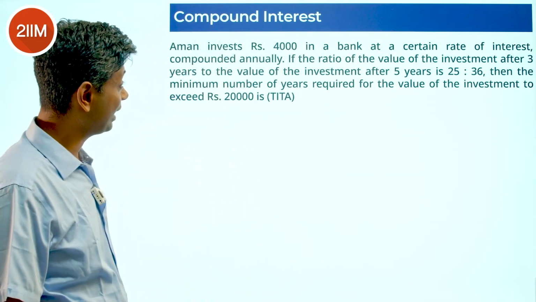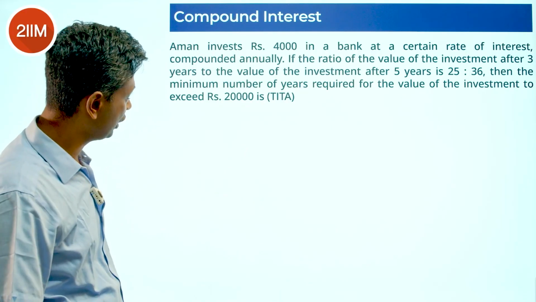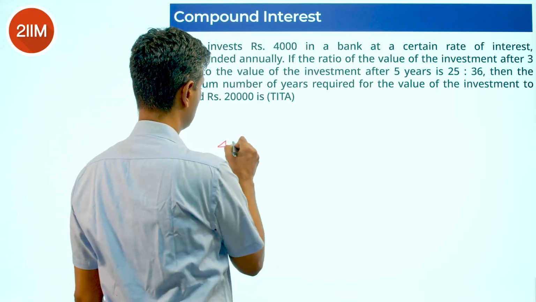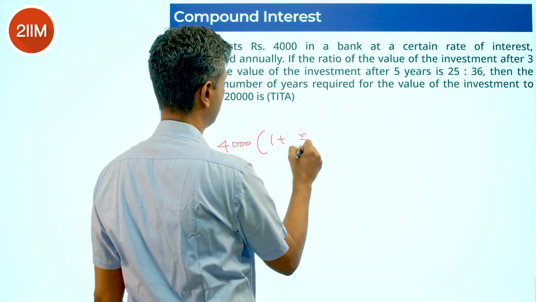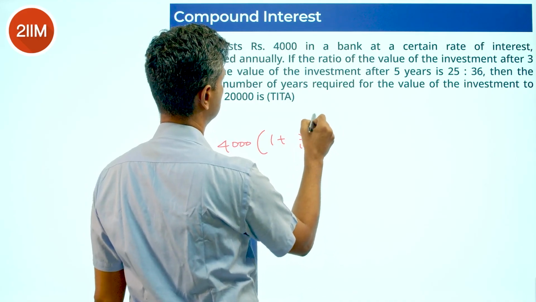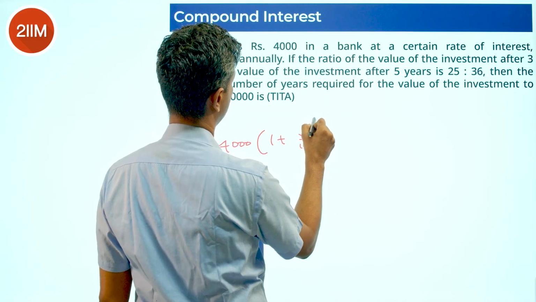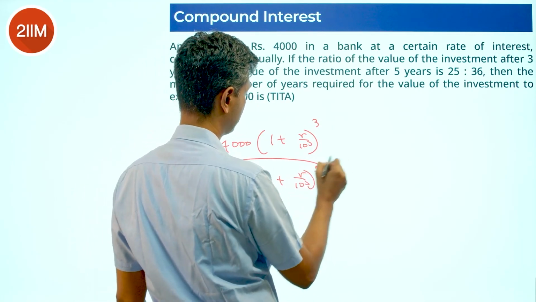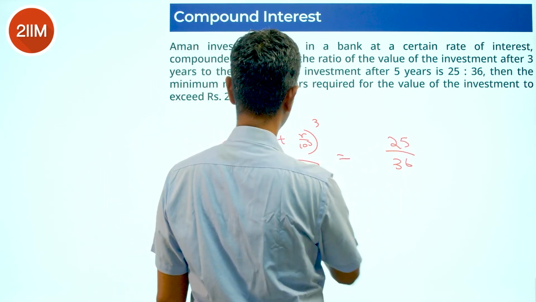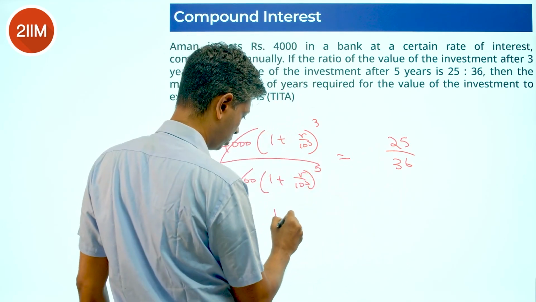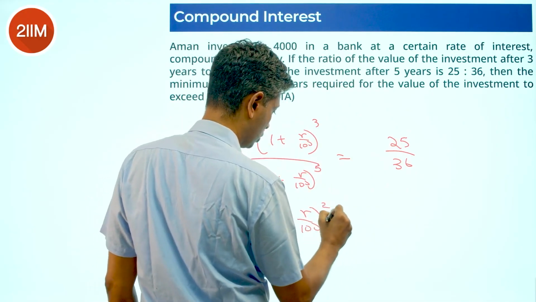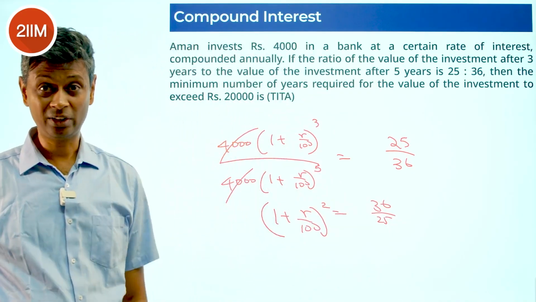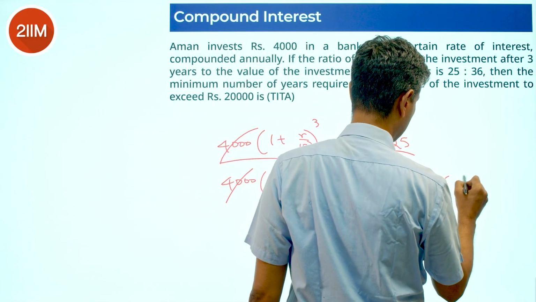Aman invests rupees 4,000 in a bank at a certain rate of interest compounded annually. The ratio of the value of investment after 3 years to the value of investment after 5 years is 25:36. So 4,000 into (1 plus r by 100) whole power 3 by 4,000 into (1 plus r by 100) whole power 5 is 25 by 36. So (1 plus r by 100) whole square is 36 by 25, or 1 plus r by 100 is 6 by 5. It cannot be negative and all that, so r by 100 is 1 by 5, r is 20%.